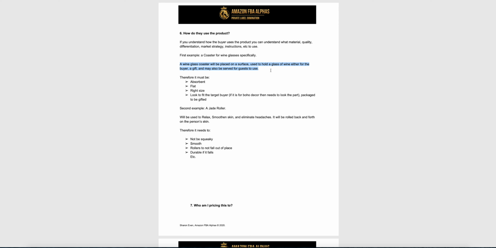So by knowing how they use these products, I know that it needs to be absorbent, flat, and the right size. It needs to actually fit the wine glasses. If it's not flat, then it'll fall, and it needs to be absorbent because it's got wine on it. What I also want is a look that fits the target buyer. So if it is for, let's say, boho decor, then it needs to look the part, and it needs to be packaged and gifted within that range.